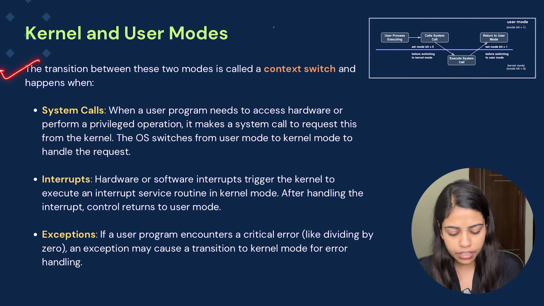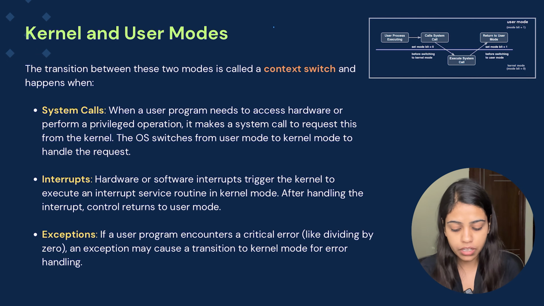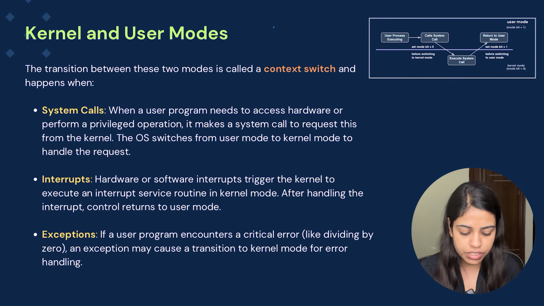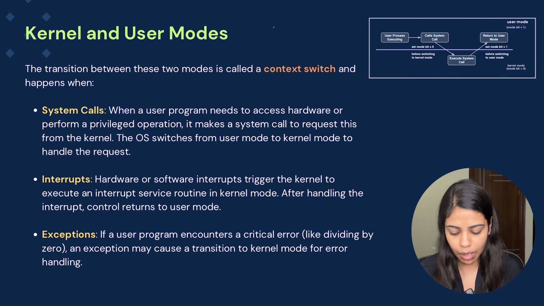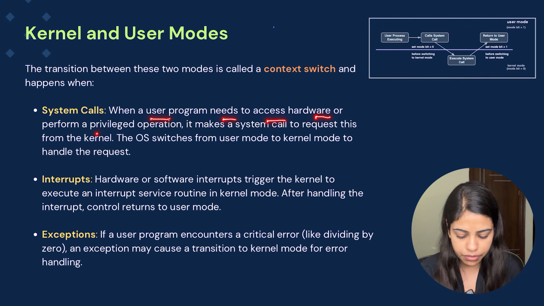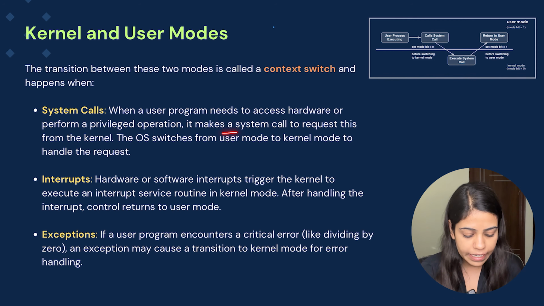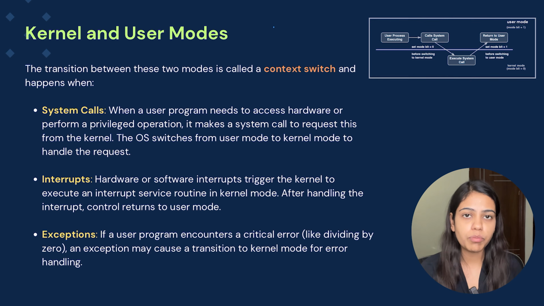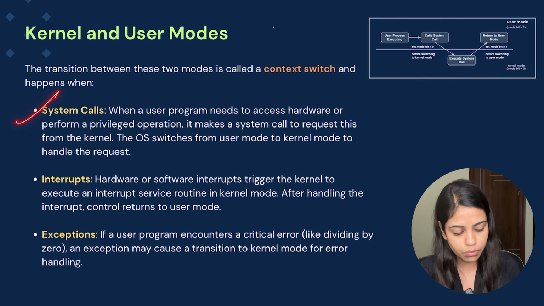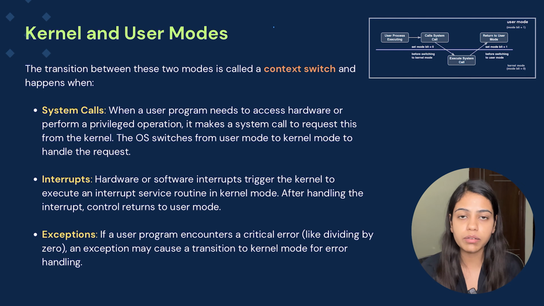Now let's see how the transition between these two modes happens. The transition between these two modes is called a context switch, and it happens when there is a system call. Whenever a user program needs to access hardware or perform a privileged operation, it makes a system call to request this from the kernel. The OS switches from the user mode to kernel mode to handle the request. Whenever there is a system call, there is a switch between user mode and kernel mode.